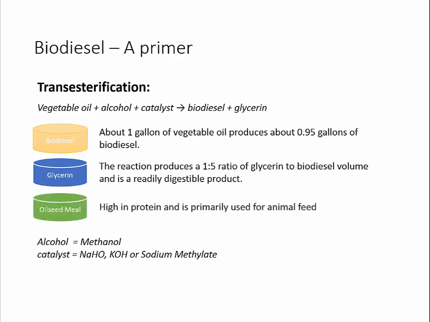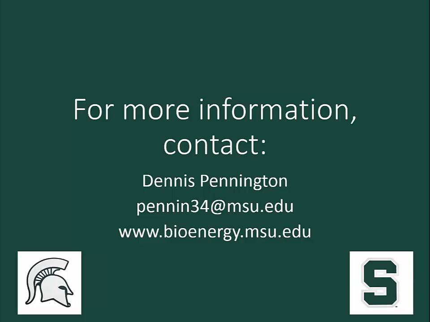A third product is a high-protein animal feed called oilseed meal. After you've crushed the oil out of your seed, what you're left with is a high-protein animal feed. This has been the basics of how biodiesel is made.